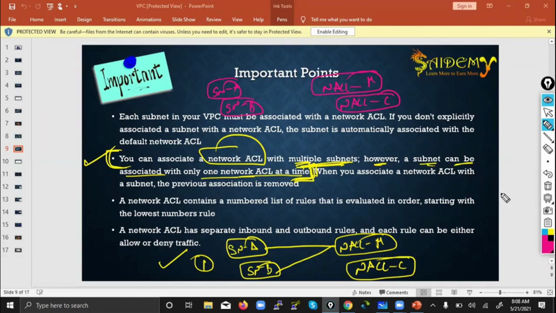That means either you can attach subnet 1 to this one, or only this one, but you can't attach two NACLs to the subnet at the same time. So observe the diagram carefully and let me know if you have any doubt. That means this second one is not possible. The first one is possible. That is the meaning of the sentence which I have highlighted within the brackets. So see the diagram carefully. If you have any doubt, ask me. Is my diagram correct or not as per the sentence?